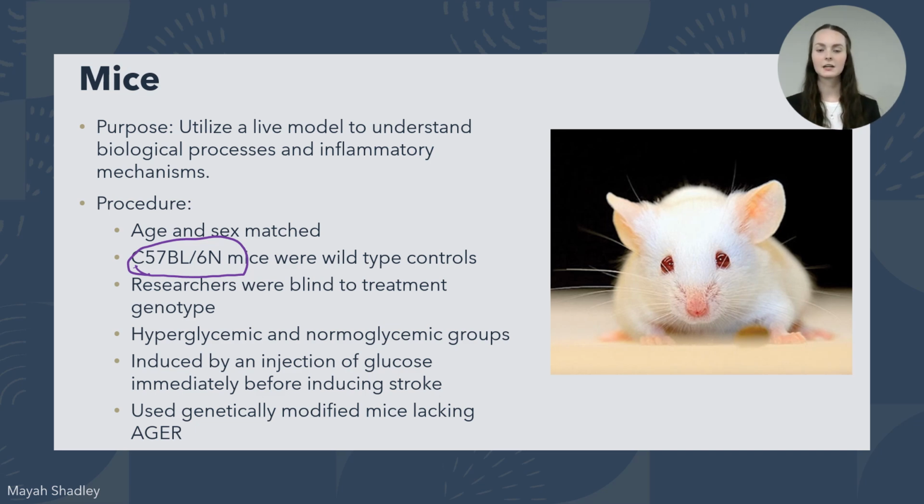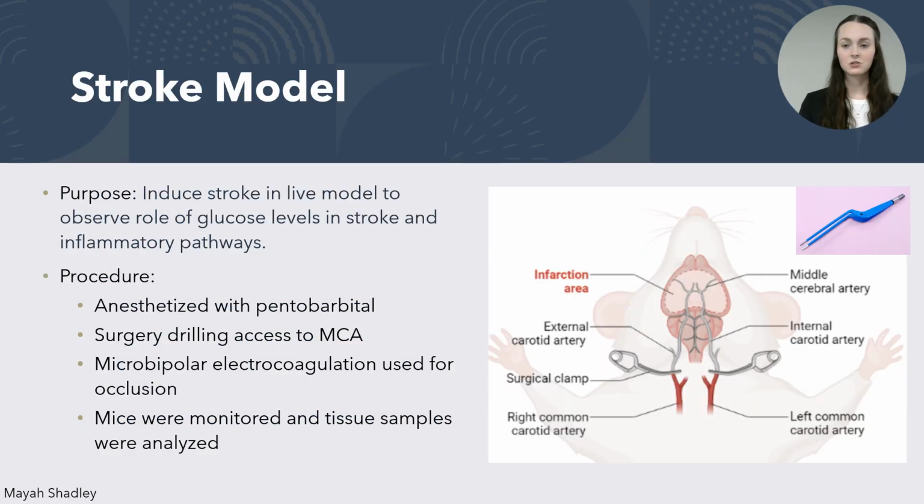And these mice lacking the auger are also the wild type mice as well. So moving on to specifically the stroke model, the purpose of this was to induce stroke in the mice itself. And Brad talked about this a little bit earlier with the MCAO, which stands for the middle cerebral arterial occlusion.